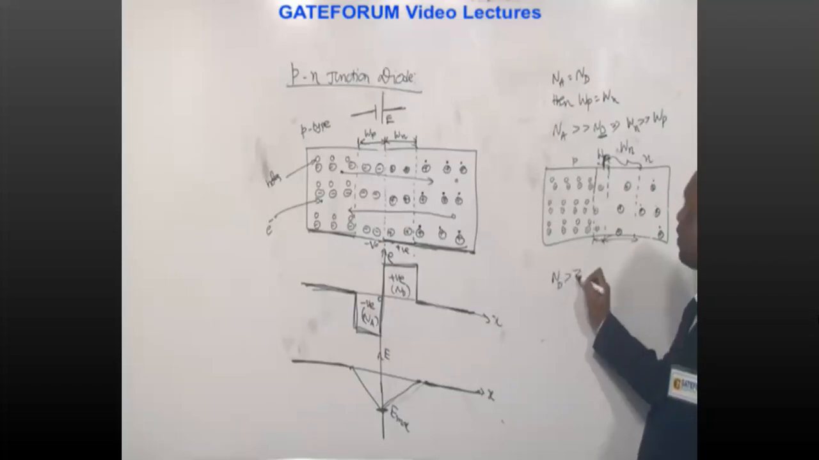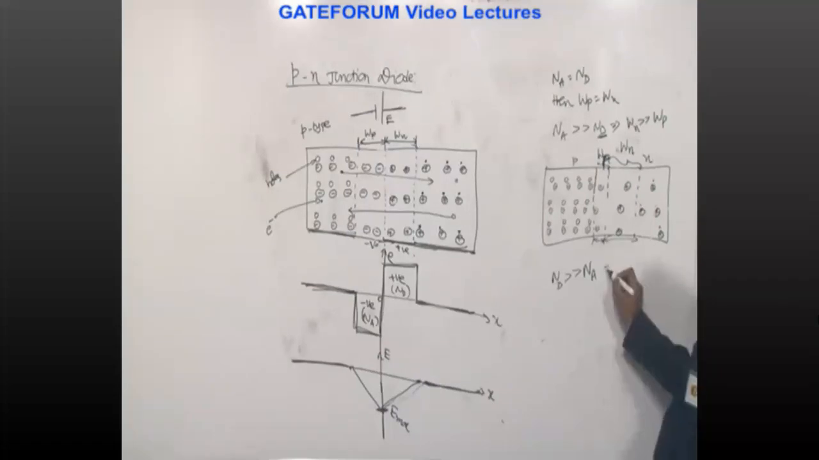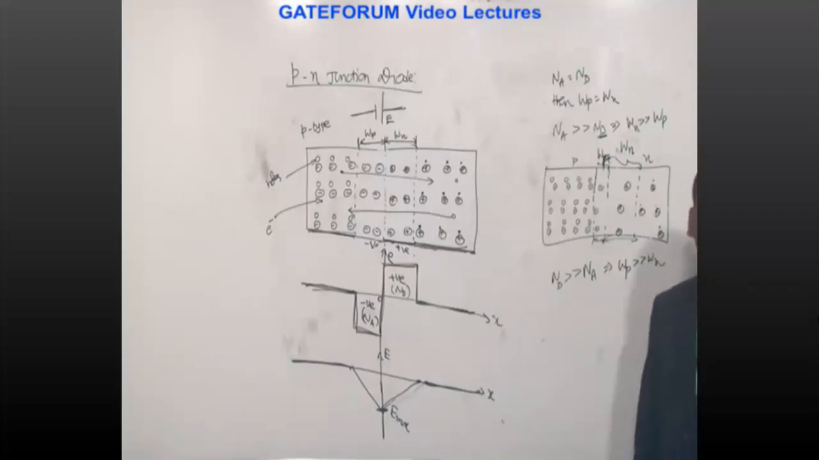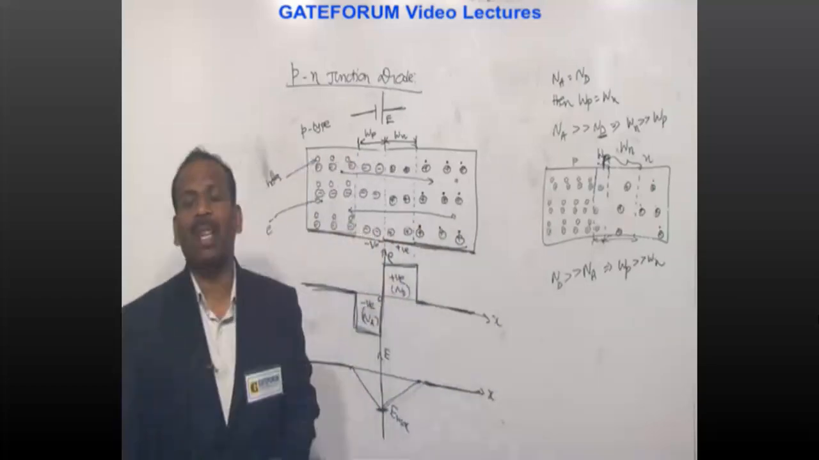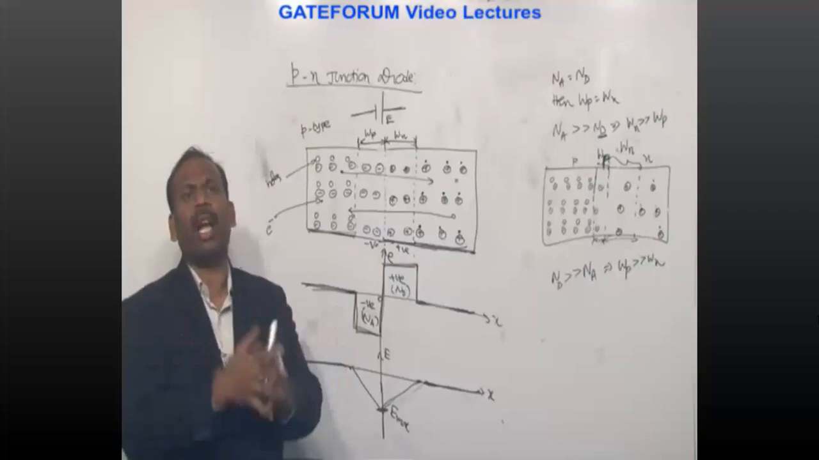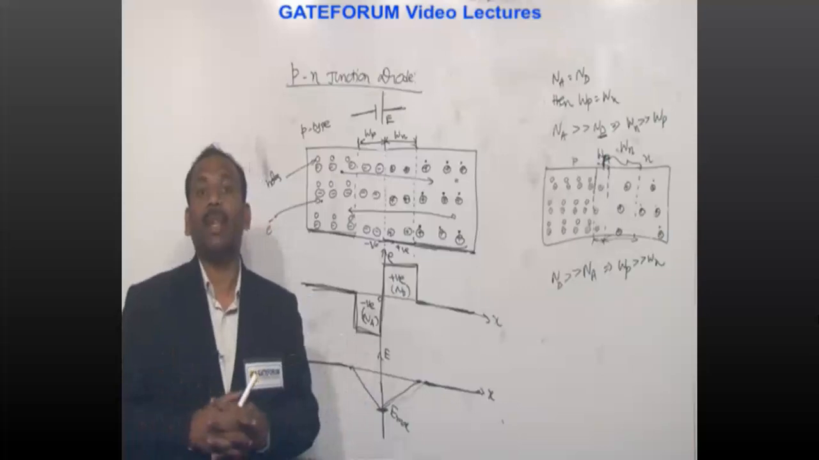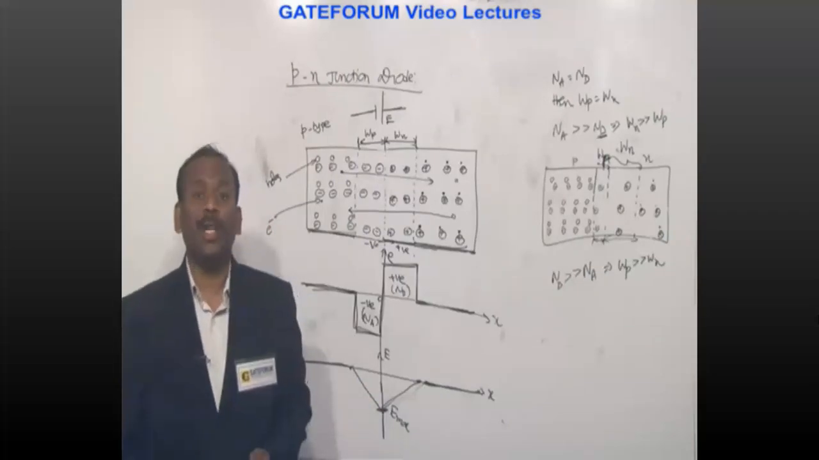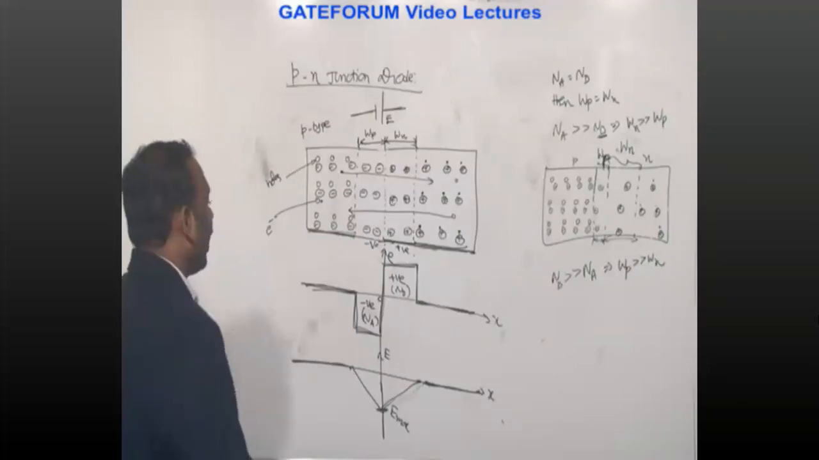Similarly, if Nd is far greater than Na, then Wp is far greater than Wn. So the final conclusion is, if doping is equal for the p-type and n-type semiconductor, that is, donor impurities and acceptor impurities are equally added, then the width of the depletion layer on the n side and p side is equal. Else the depletion layer will penetrate more into the lightly doped region. Clear that point? The next one.